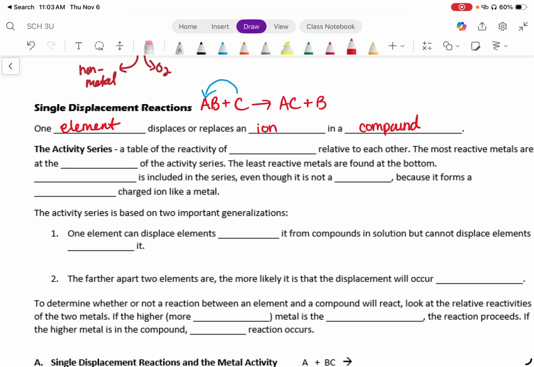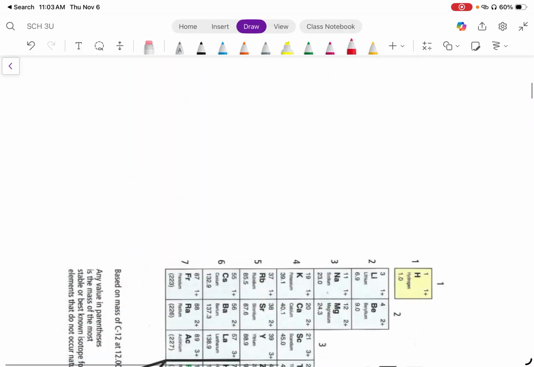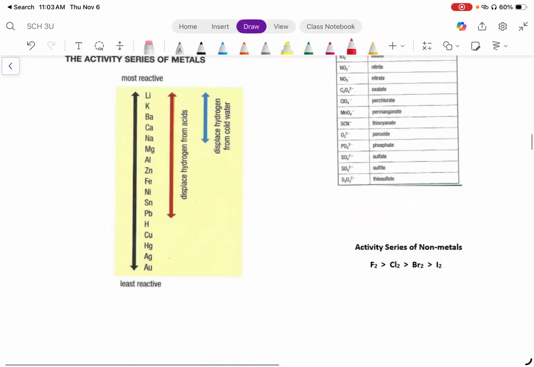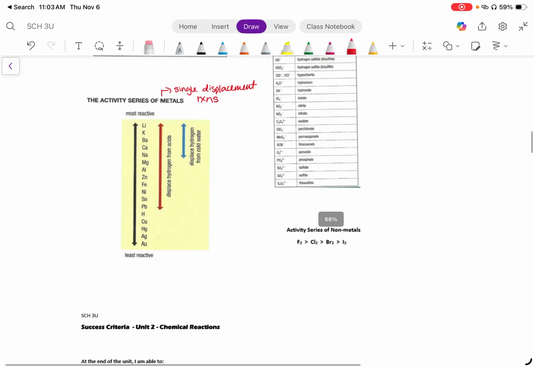We also have something called the activity series. If you take a look here, this is your activity series of metals. This we are going to be using for single displacement reactions, RXN for reactions.